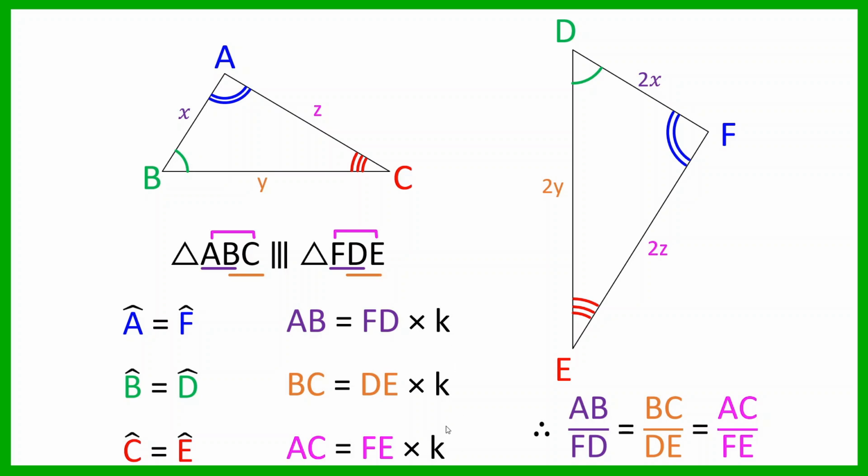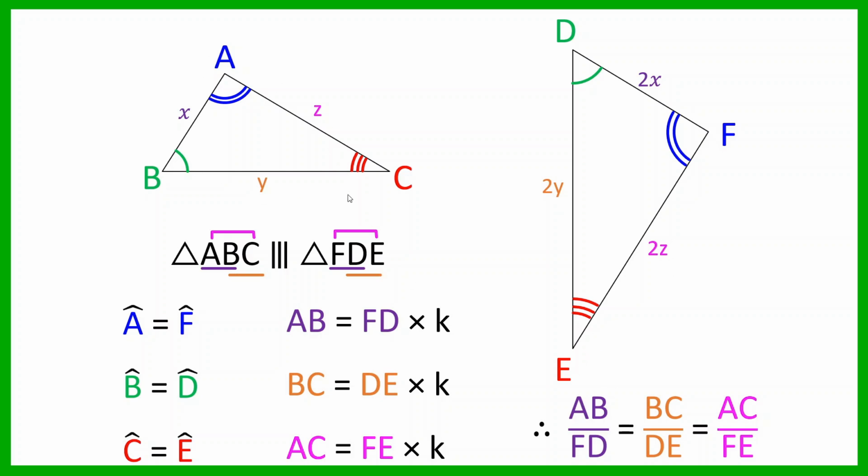Now another way of representing that these two triangles are in proportion is by taking all the sides in the one triangle and dividing them by the corresponding sides in the other triangle, and showing that I get the same thing for each one. So over here, if I say AB divided by FD, it'll be x over 2x, which is a half. If I take BC and divide it by DE, then y divided by 2y is a half. And AC divided by FE, z divided by 2z is a half.